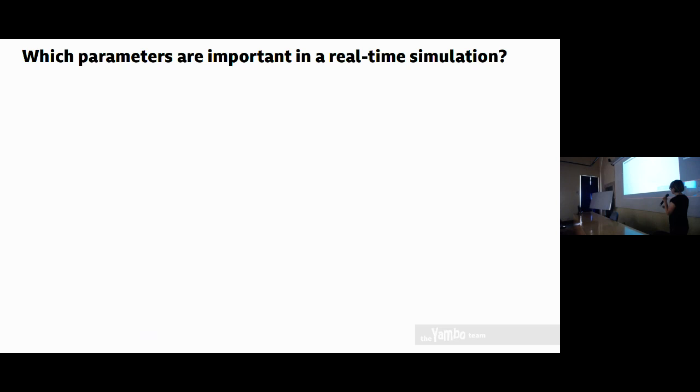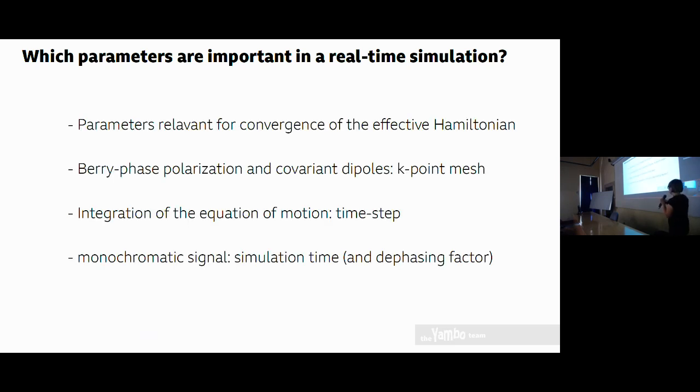So just to conclude and bridge to what we will do this afternoon, what are the important parameters in a real-time simulation? First of all, and I won't go more than this line, are all the parameters that are relevant to convergence of the effective Hamiltonian. So if you have the effective Hamiltonian at Hartree plus screened exchange, then you need to have all the parameters relative to that well converged, like you would converge a Bethe-Salpeter calculation.